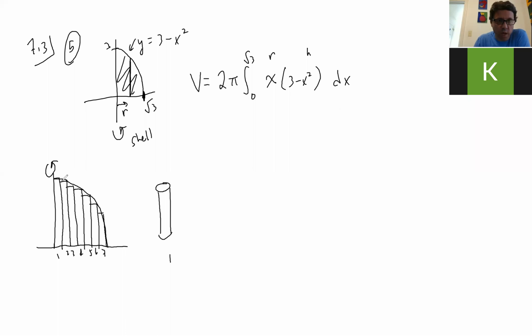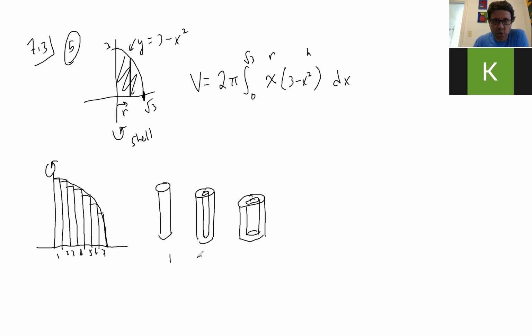The next one, when I revolve it around, is going to be a little bit shorter, right? Because I'm taking this second strip and revolving it around. So it's going to look like that, and the hole in the middle is actually a little bit bigger than that. If I revolve the third one around, what happens? I go a little bit wider, but I'm not quite as high. So I'm going to get that.